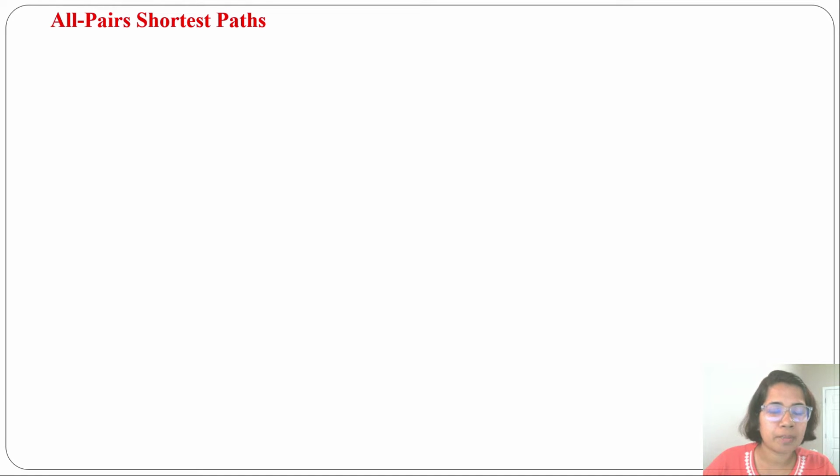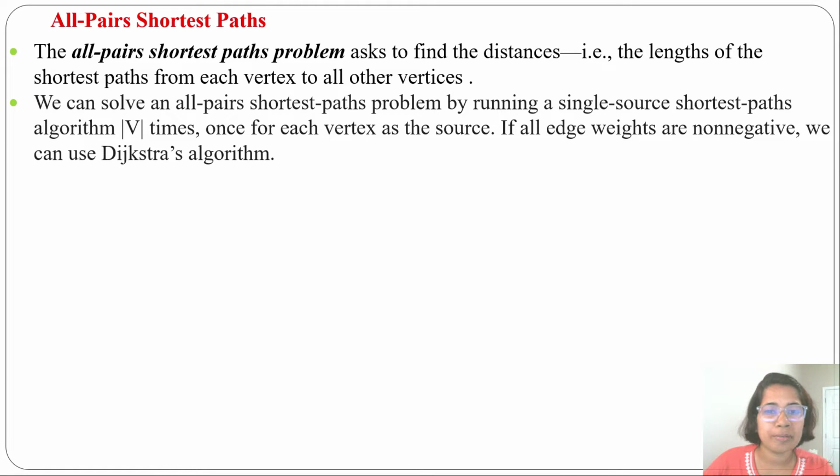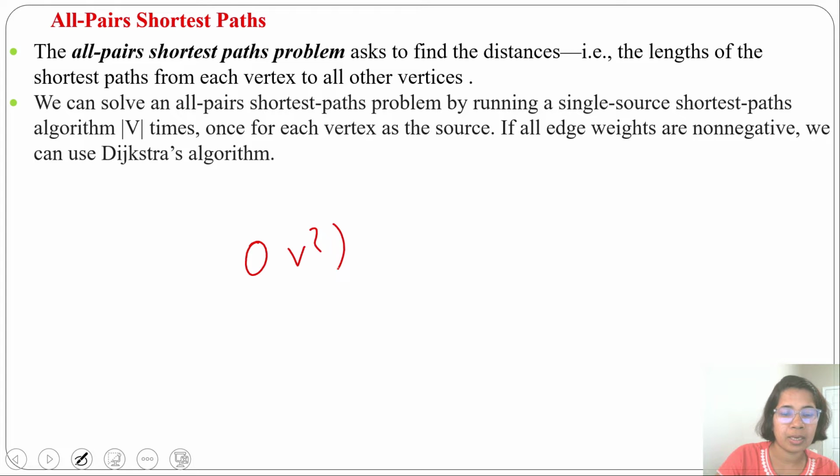In all pair shortest path, we find the shortest path from each vertex to every other vertex. We can also solve the all pair shortest path problem by the single source shortest path problem. We can consider every vertex as source. If edge weights are non-negative, then we can use Dijkstra's algorithm. For Dijkstra's algorithm, running time is order of V square if the priority queue is implemented as a linear array, and it is order of E log V if it is implemented as a binary min heap.